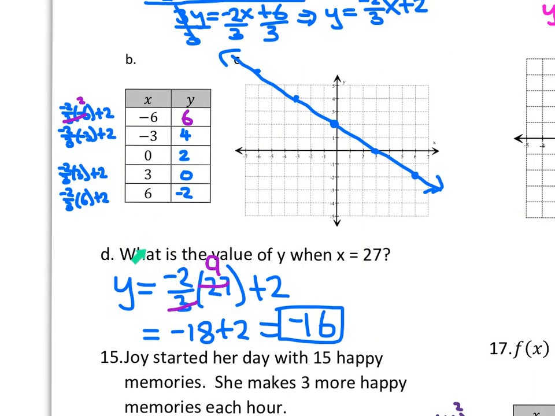Part D, they want to find out the value of y when x is 27. So basically it's like you're plugging the 27 into the table. So 27 times negative 2/3 plus 2. The 3 goes into 27 9 times. 9 times negative 2 is negative 18. Plus 2 is negative 16.